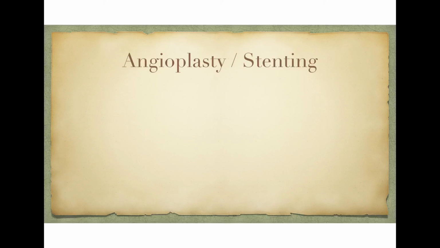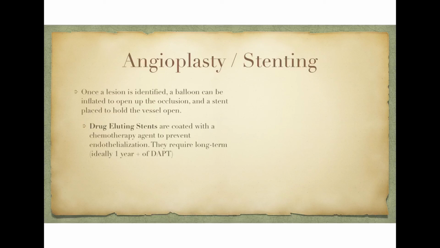Once the catheter is in place, what an interventionalist can do is perform angioplasty and stenting to relieve the occlusion. Some of the stents that we use, the most common are the drug-eluting stents, and these are stents that are coated with a chemotherapy agent. And that chemotherapy agent prevents endothelialization, or cellular formation on top of the stent. And the benefit of preventing endothelialization is that new cholesterol plaques are unable to form on top of that stent, and so it should hold open the vessel for longer.